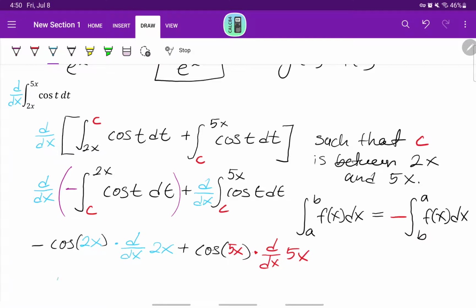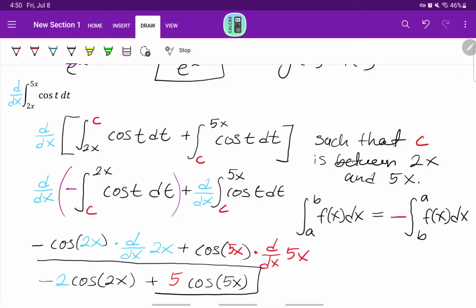And to wrap that up, the derivative of 2x is just 2. So that's going to be 2 cosine of 2x. Don't forget your negative. Plus the derivative of 5x is 5. So 5 cosine of 5x. And that is it for this question.